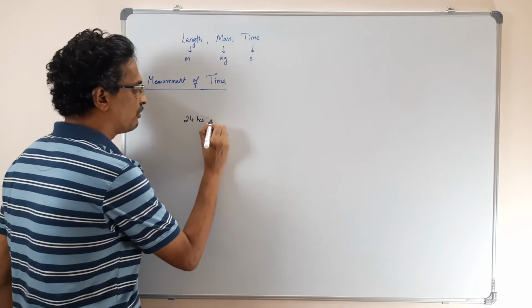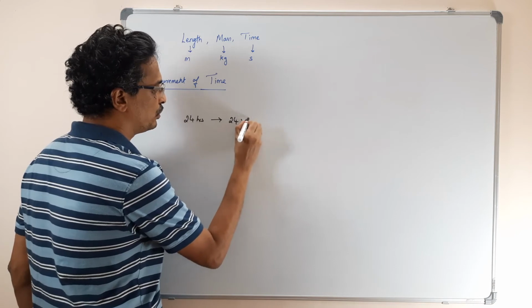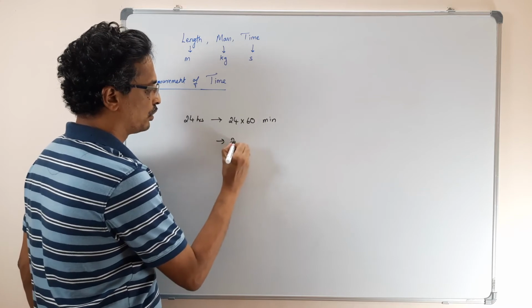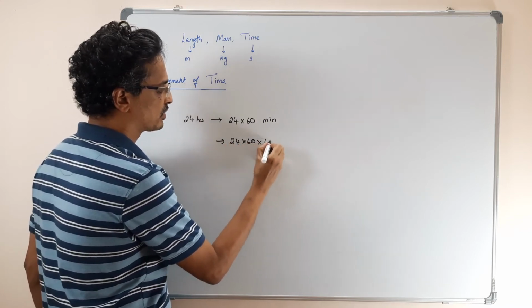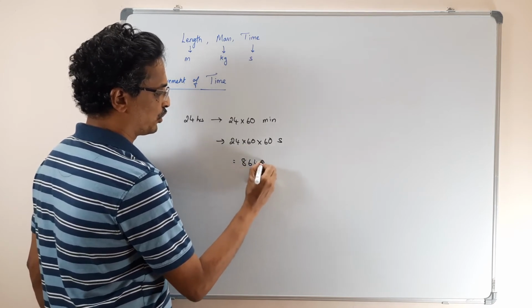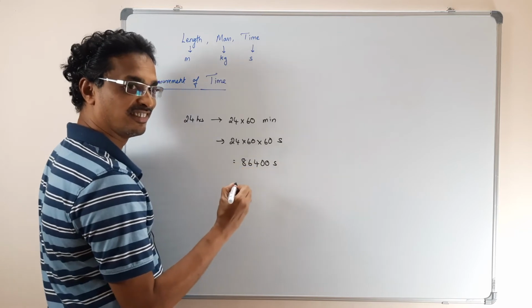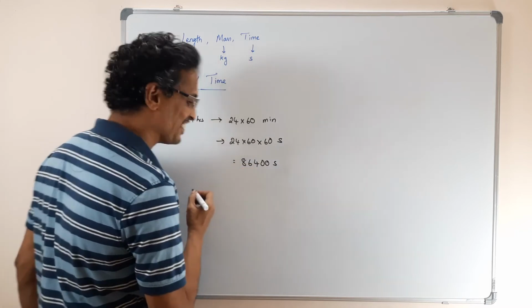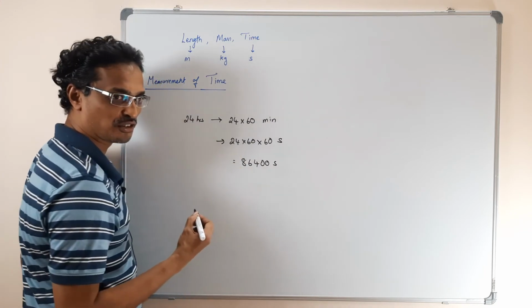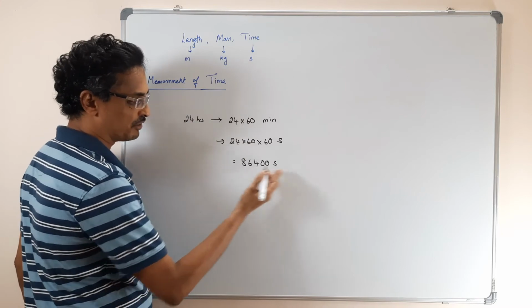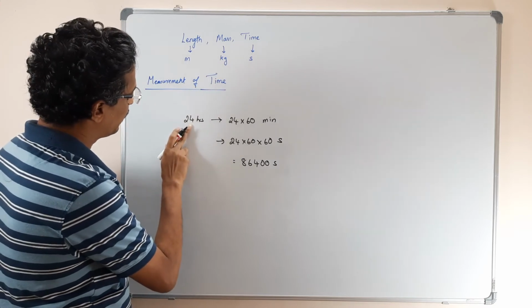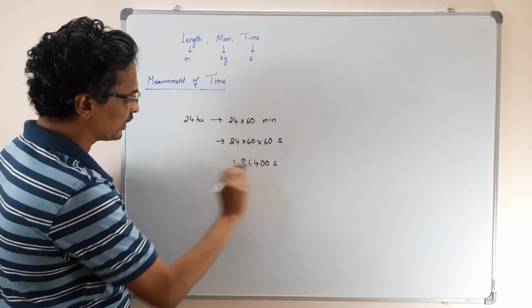That will be equal to 24 into 60 minutes, and that is equal to 24 into 60 into 60 seconds. That's equal to how much? 86400 seconds. So 24 hours is 86,400 seconds. I remember because we use it often in our work, we use seconds. So from here I can easily define the second.